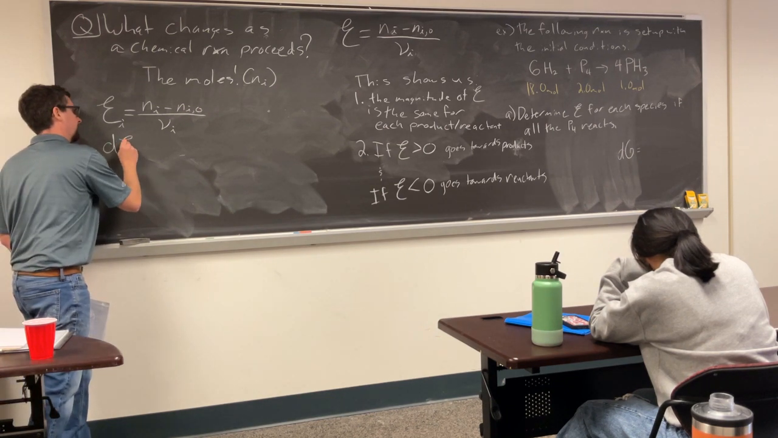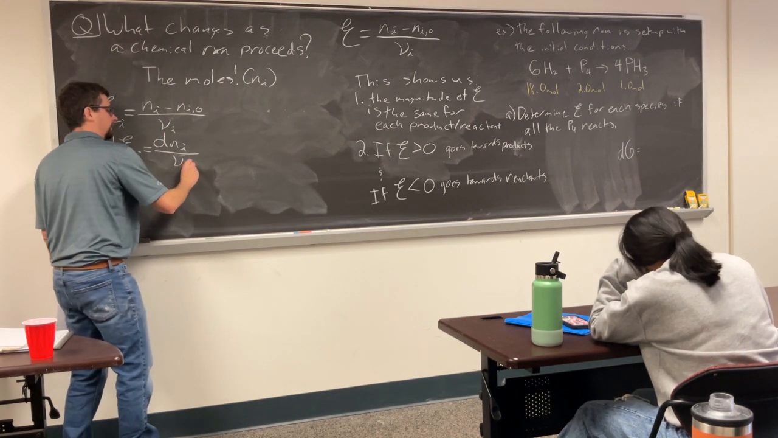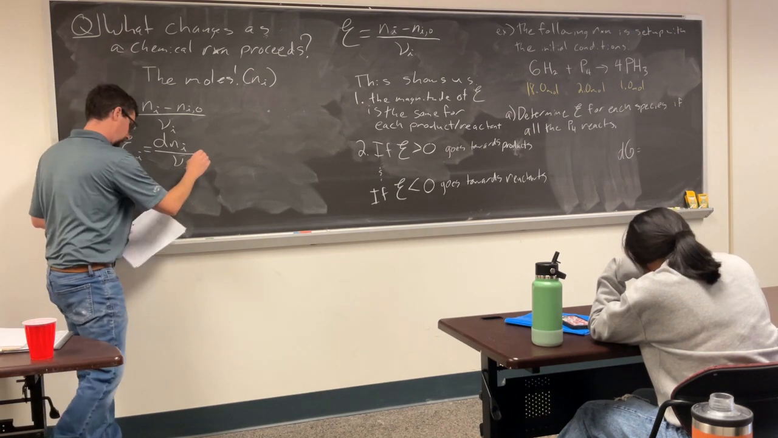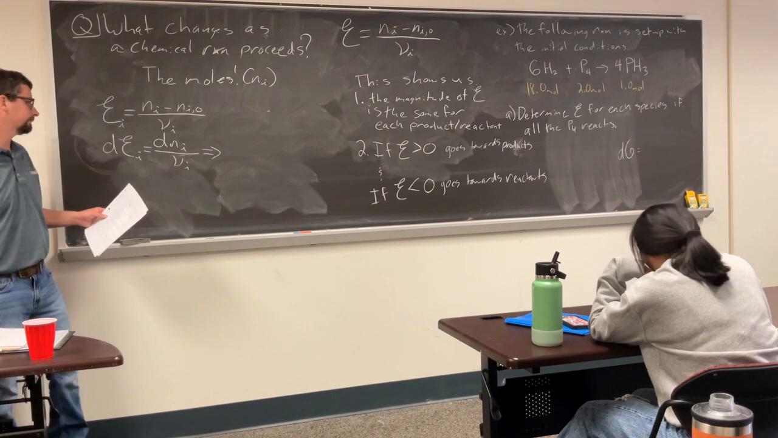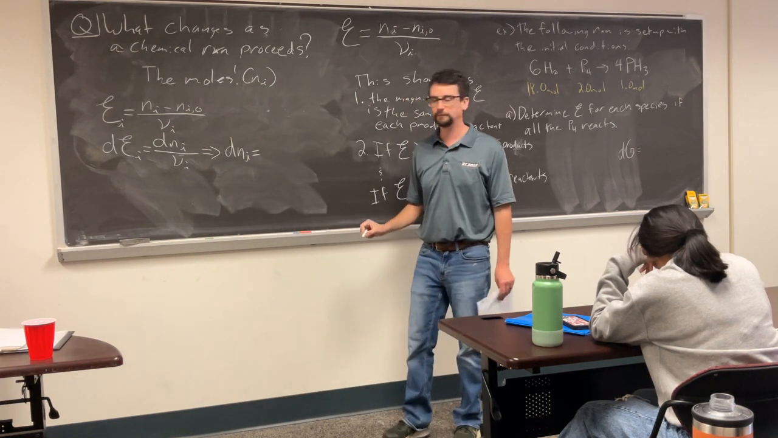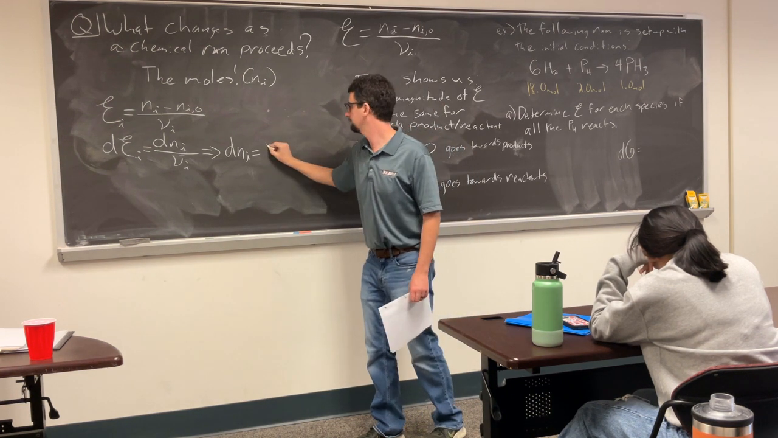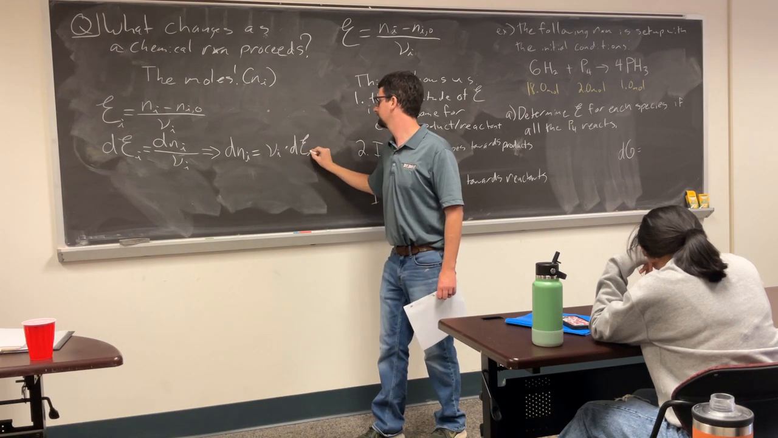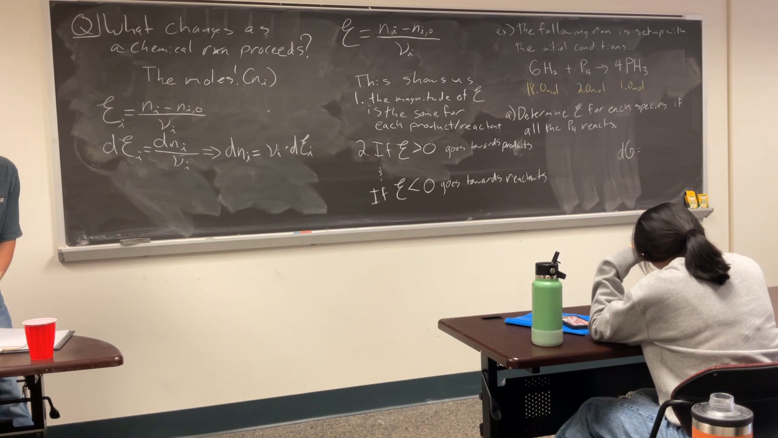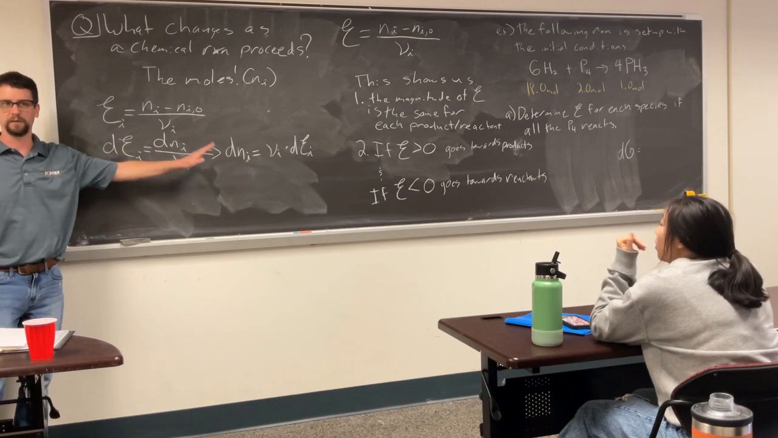So let's say we have this. Right? That's similar. Let's manipulate this around. Let's get dn_i by itself. What's that going to be equal to? Multiply. Yeah, just multiply it through. Get that. Okay. What we're going to do next, we're going to sub this into the natural variable equation for dG.